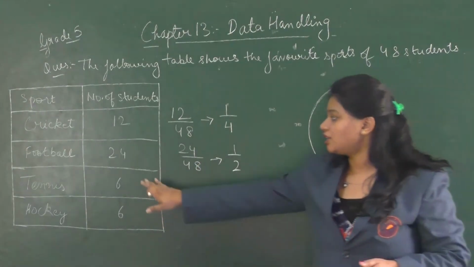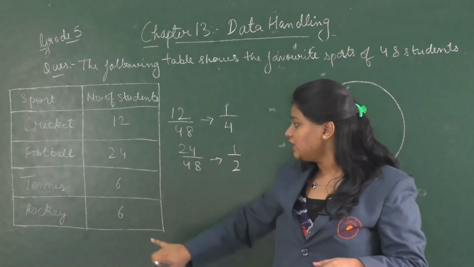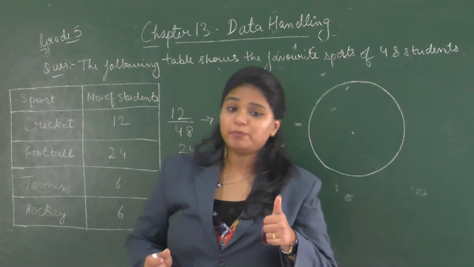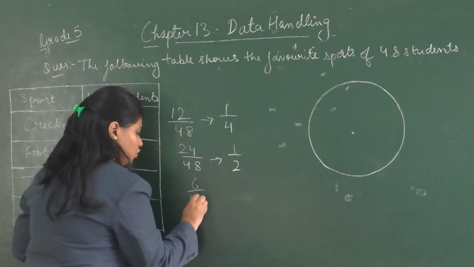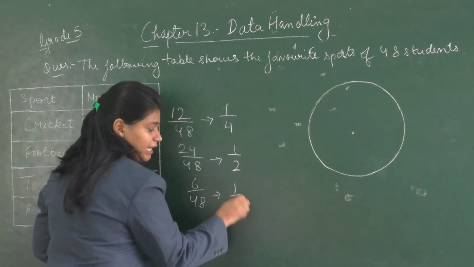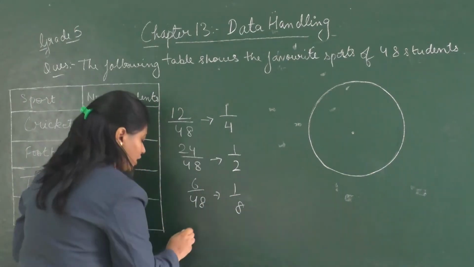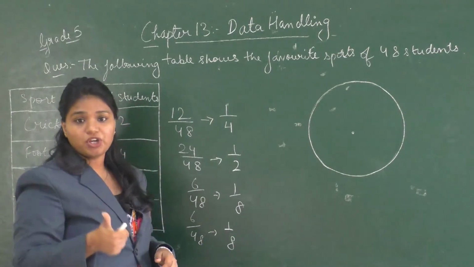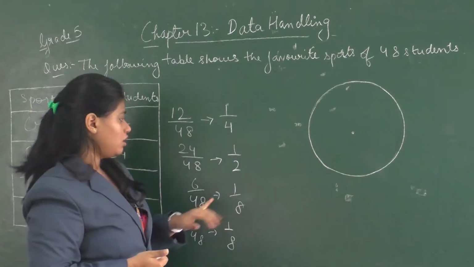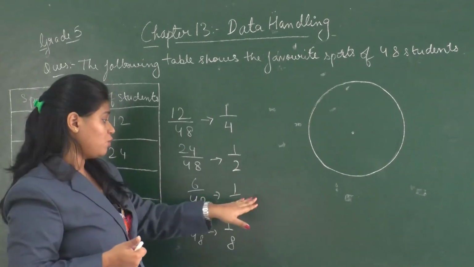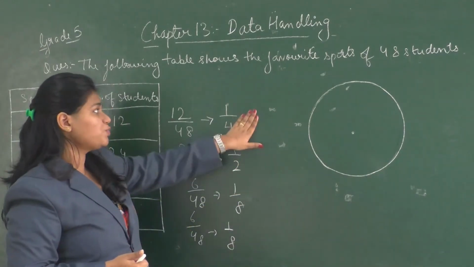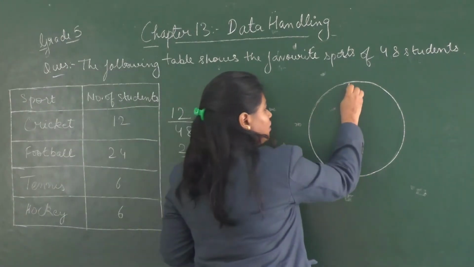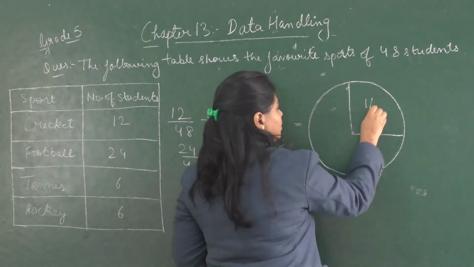Similarly, I will do for other two sports, that is tennis and hockey. So it will be 6 by 48 and again 6 by 48. So when we simplify 6 by 48, we get 1 by 8. Similarly, it will be for hockey, 6 by 48, when simplified it becomes 1 by 8. So here we have the fractions 1 by 4, 1 by 2, that is half, 1 by 8 and 1 by 8. First we will mark 1 by 4th in this circle, that is 1/4 of this circle, right?